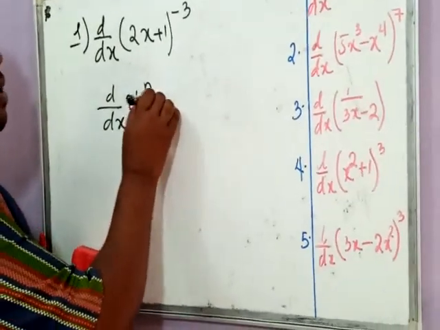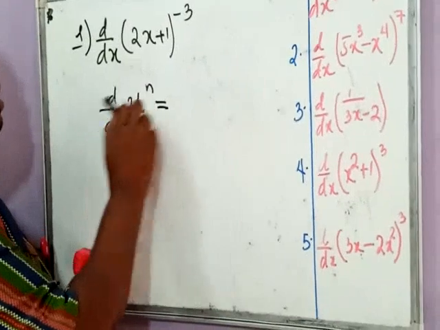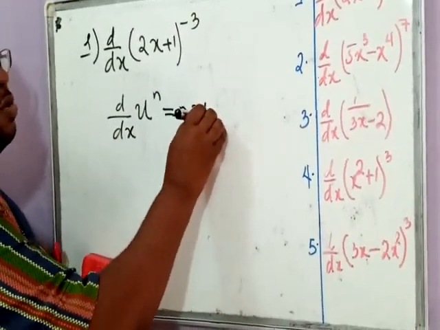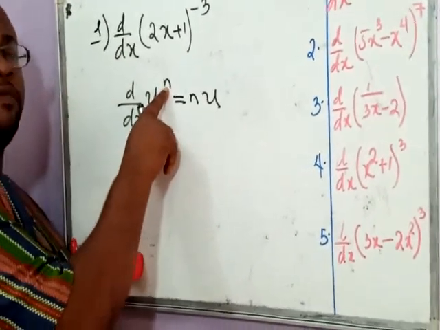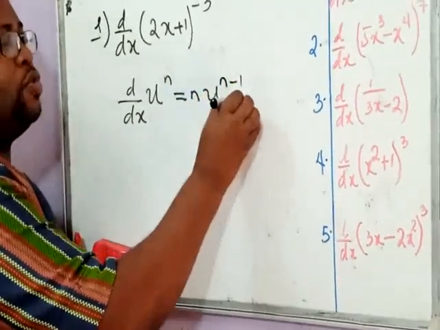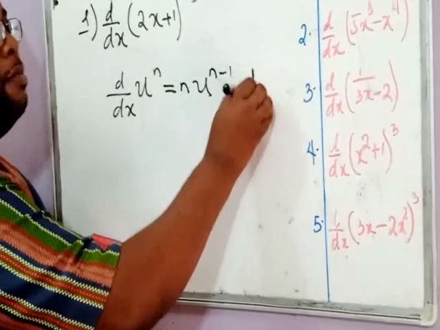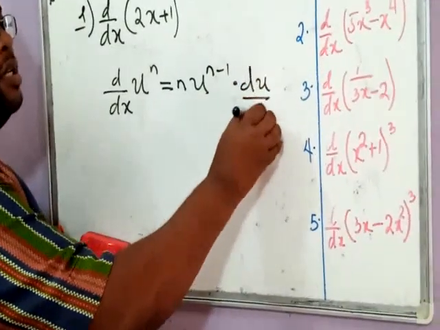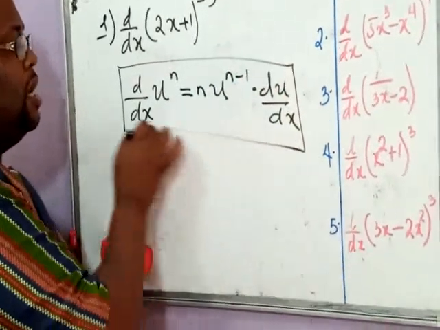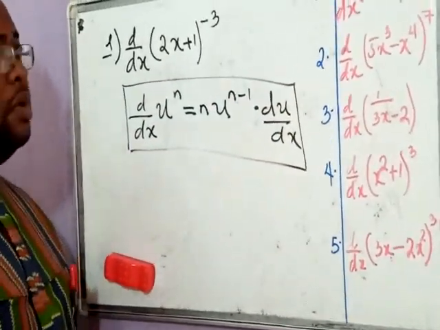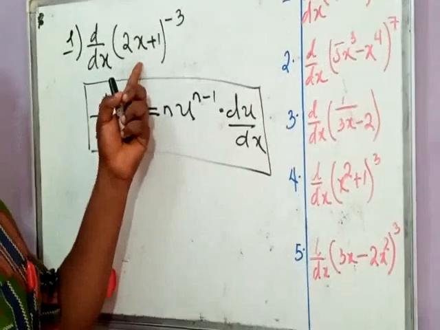Now this is simply going to be equal to: you carry this power and bring it down, n. You repeat u again without touching anything, then subtract 1 from the power, that is n minus 1, then you multiply by u prime of x. This is what we call the outside-inside rule. Now how do we apply it to this problem?